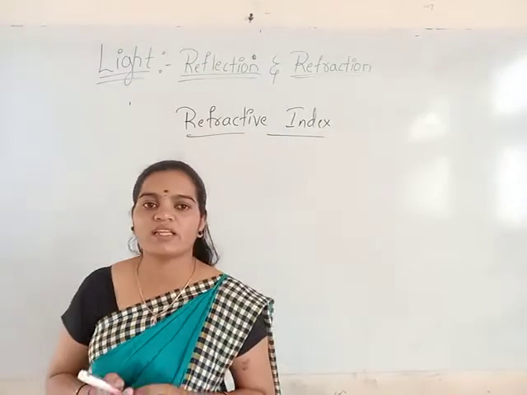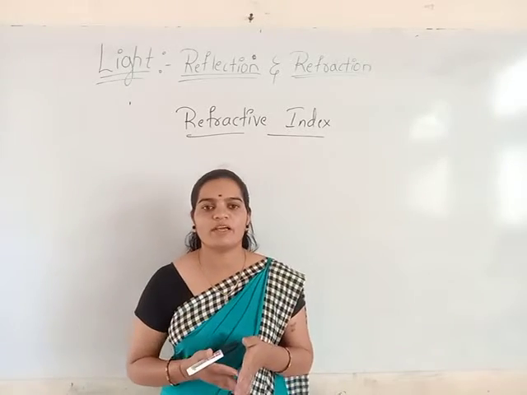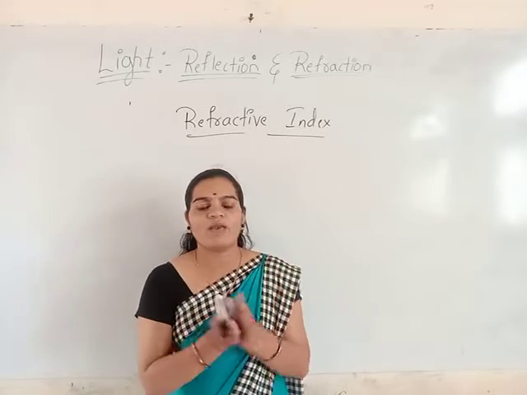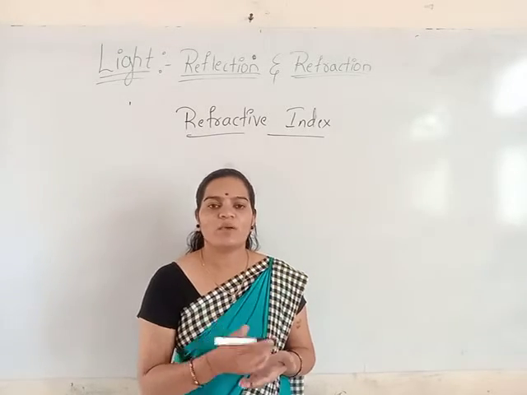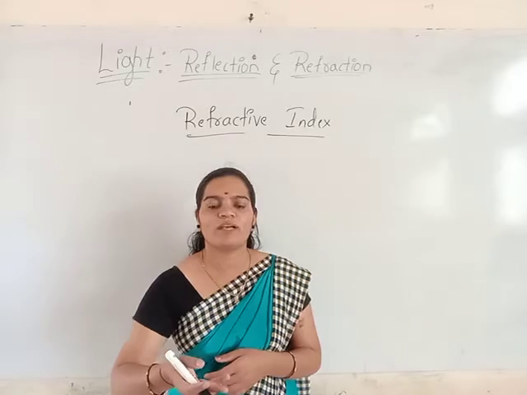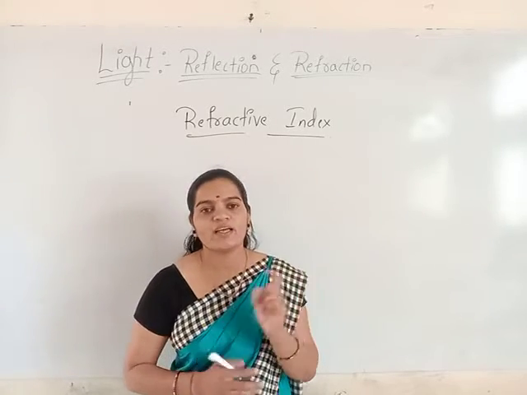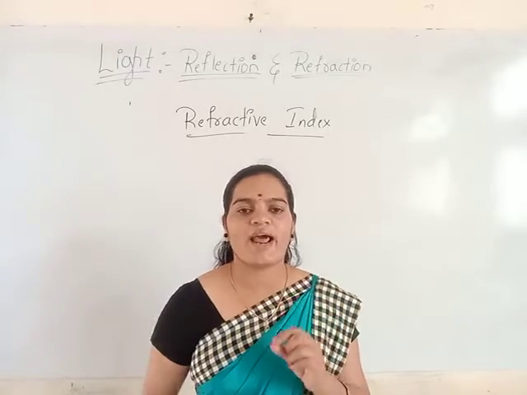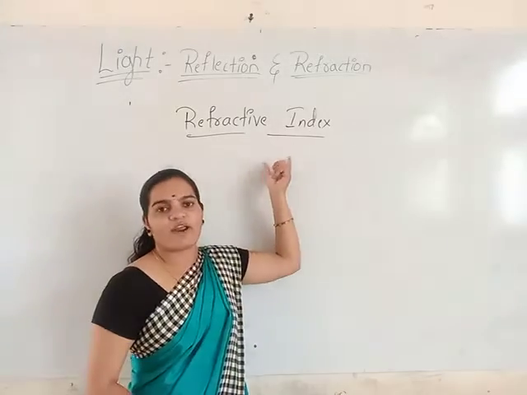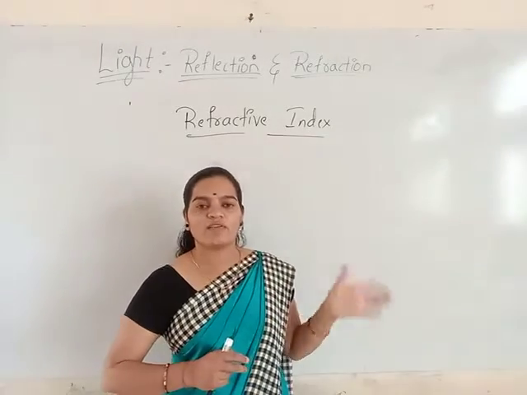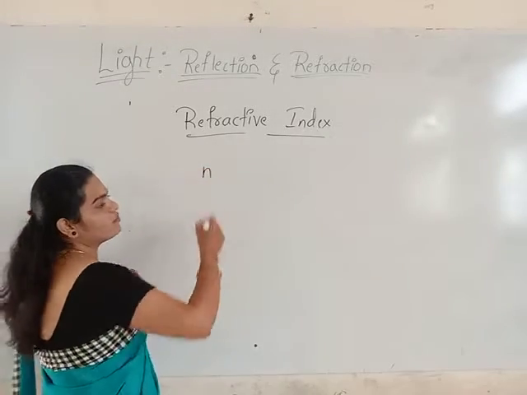See, now we have seen that rays of light travel from one medium to another medium. So for one medium, the speed of light may be different, and when it enters the other medium, the speed of the light changes. So to study the relation between the speed of light in two mediums, we express that in terms of what? Refractive index. And this refractive index, we denote in the form of small n.